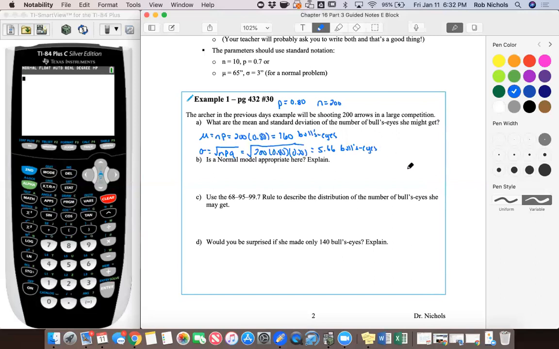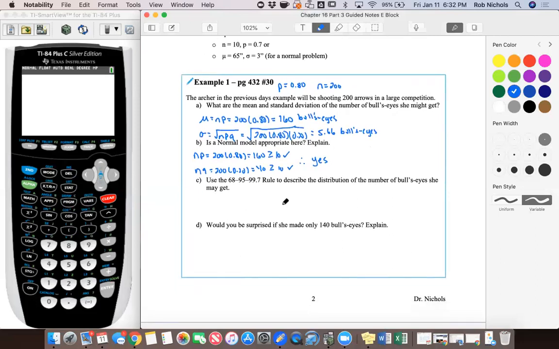Okay. All right, part B. Would a normal model be appropriate to use here? Okay, so we check our conditions. The first calculation is n times p. So n is 200, p is 0.80, and that equals 160. So that is greater than or equal to 10. We check n times q, which is 200 times 0.20, and that is equal to 40, and that is greater than or equal to 10. Since both of those conditions are true, yes, the normal model is appropriate.